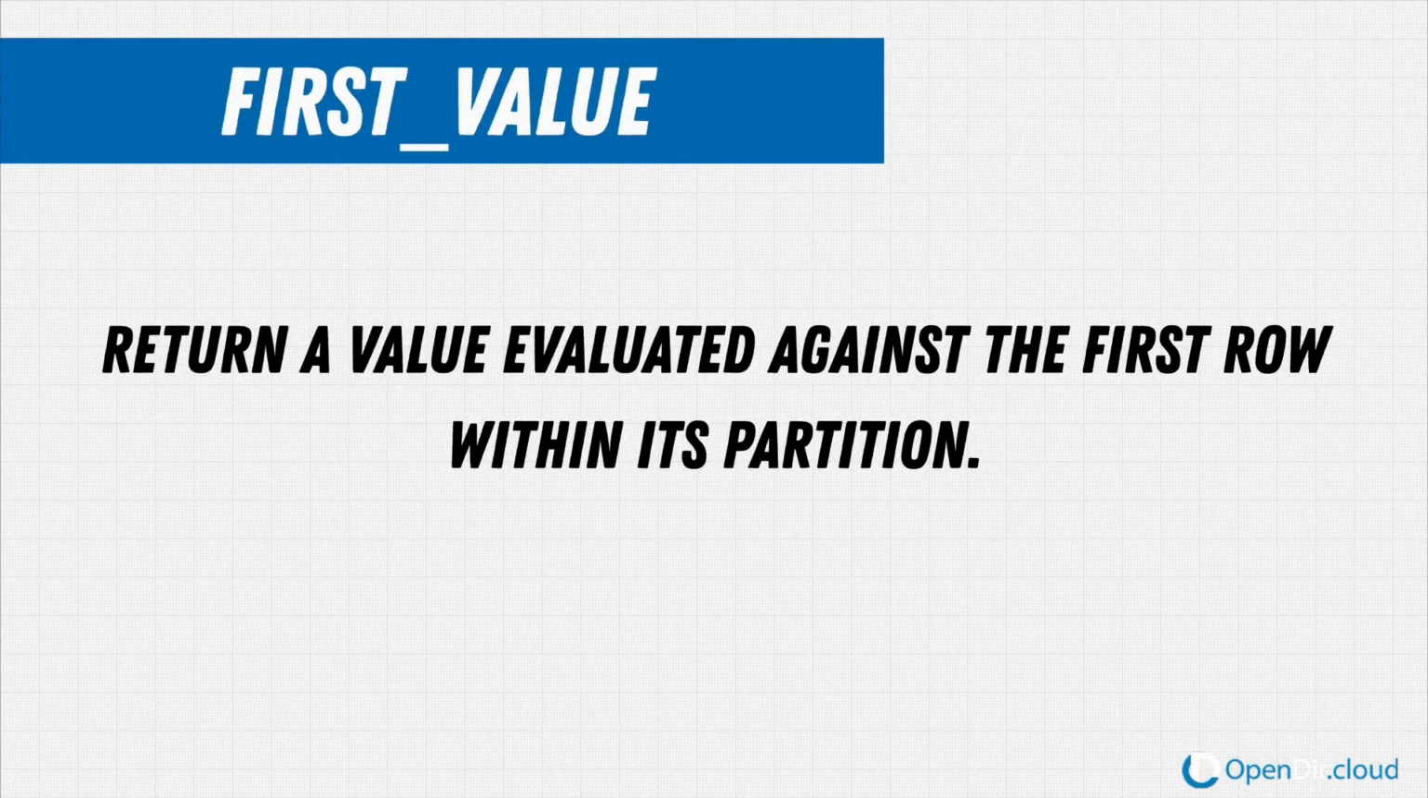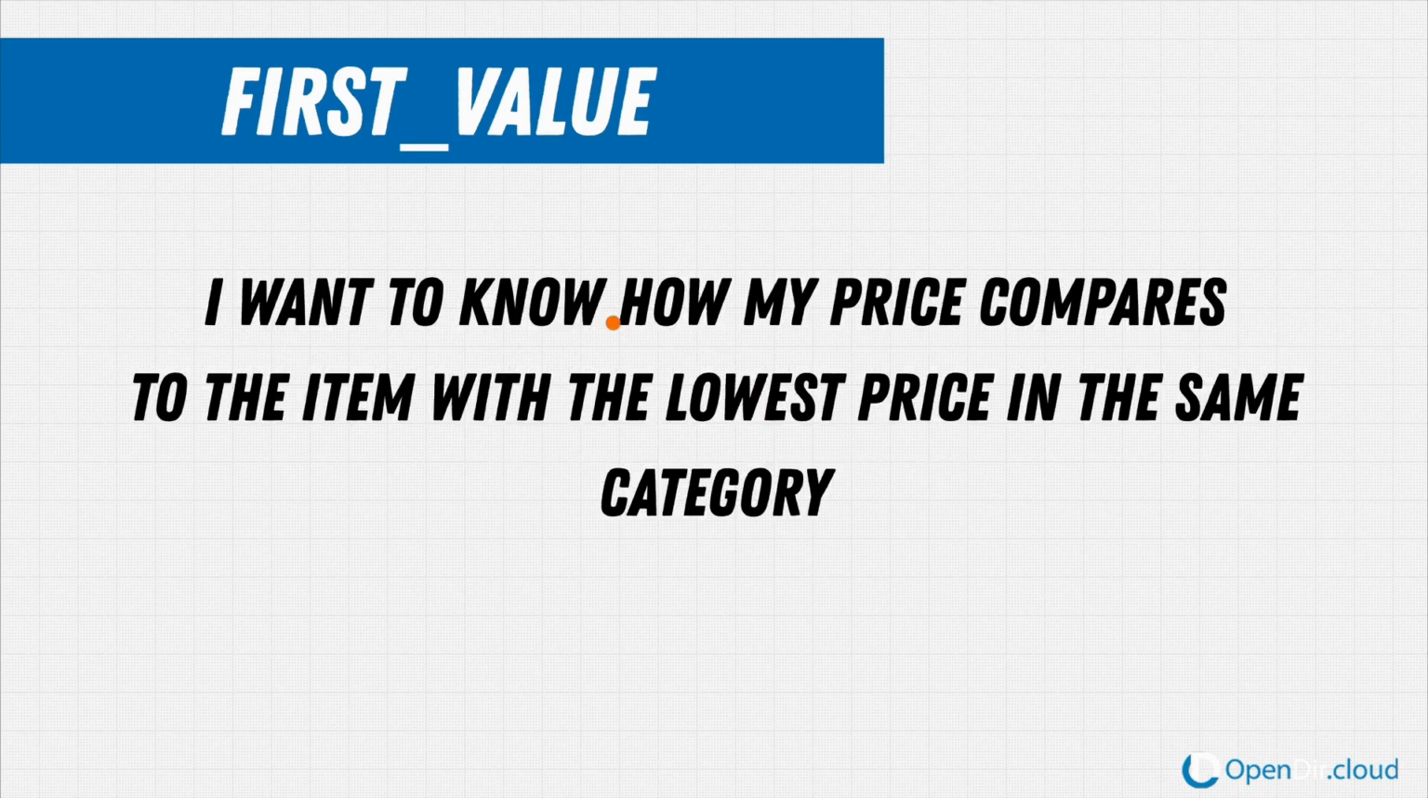So let's take a look at the first window function that we're going to focus on. First value. First value returns a value evaluated against the first row within its partition. So if we have a partition, if we have a grouping, some kind of group of data in a window function, or even the entire window, we're just going to grab the very, very first value. Now let's say I want to know how my price compares to the item with the lowest price in the same category. How would I go about doing that?